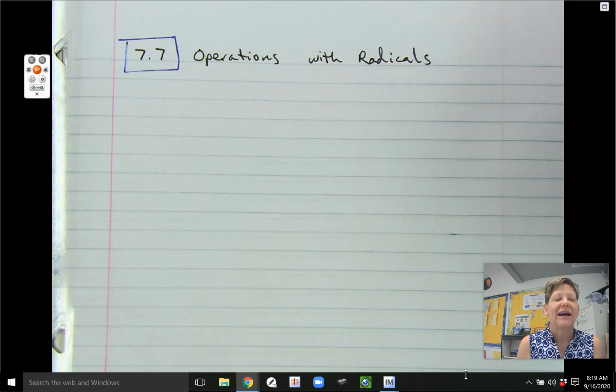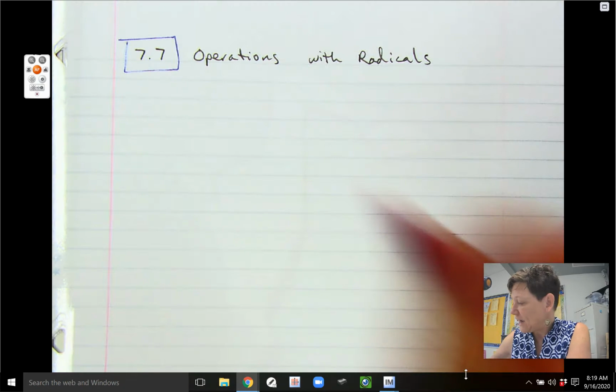It's Miss Mack here, and today we are going to do section 7.7, operations with radicals. So we're going to start with simplifying radicals, and we'll move on to adding and subtracting radicals. So let's review how to simplify a radical.